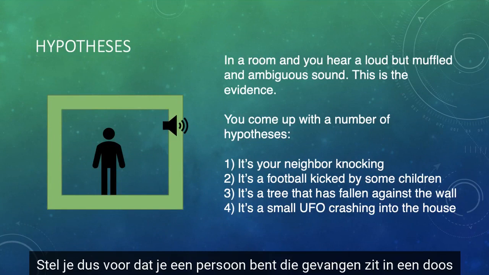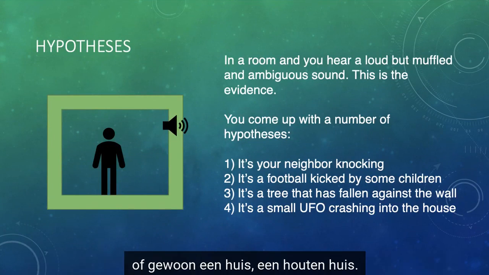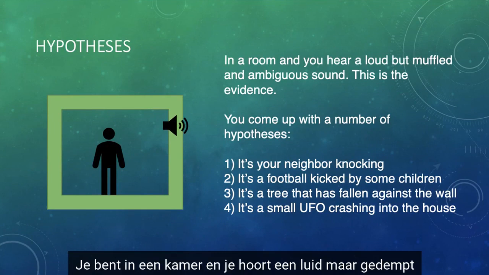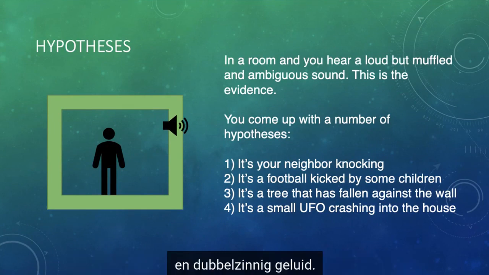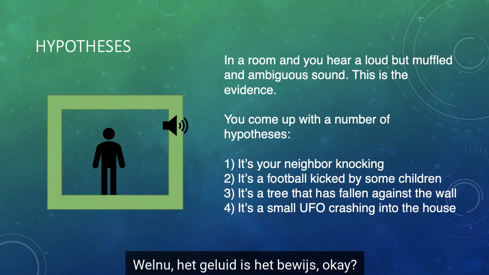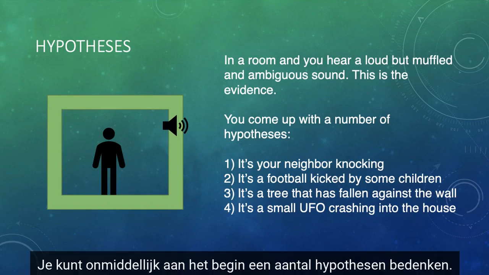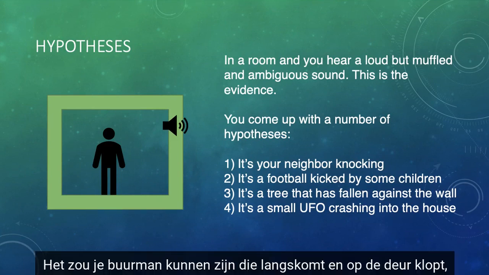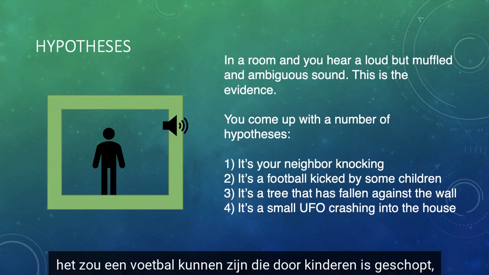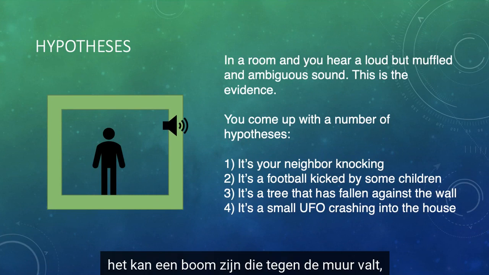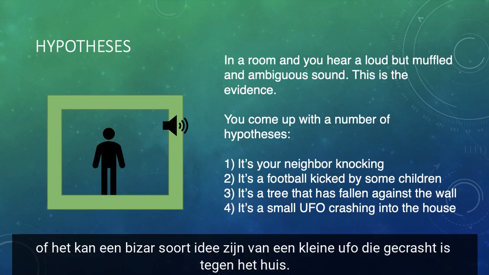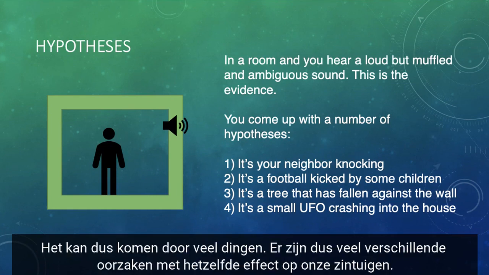So imagine you are a person trapped in a house, just a wooden house. You're in the room and you hear a loud but muffled, ambiguous sound. Now this sound is the evidence. You can come up with a number of hypotheses straight from the start. It could be your neighbour who's come round, knocking on the door. It could be a football kicked by some children. It could be a tree that's fallen against the wall, or it could be this outlandish idea of a small UFO that's crashed into the house. So there are many things that it could be. There are many different causes for the same effect on our senses.